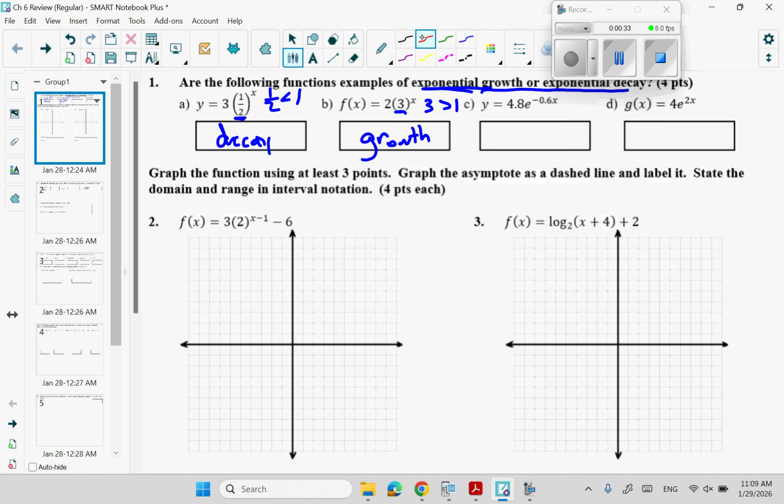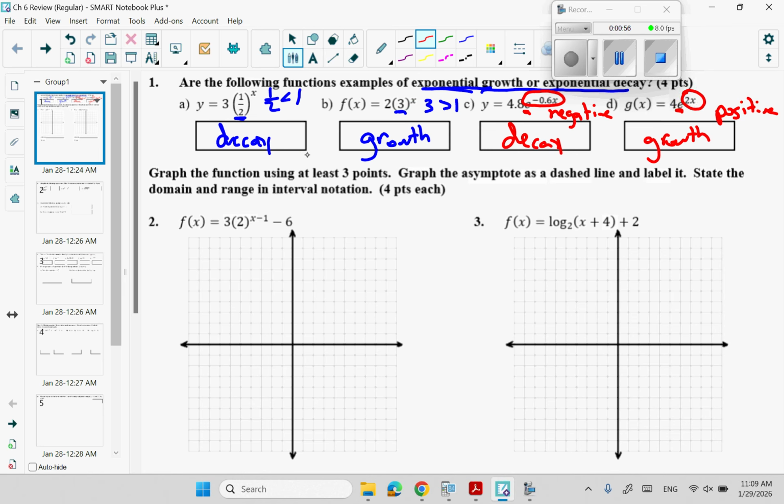Now, for C and D, I notice that my exponent is on an e. So I look to see if it is positive or negative. Because this is negative, we have a decay model. And because this one is positive, we have a growth model.